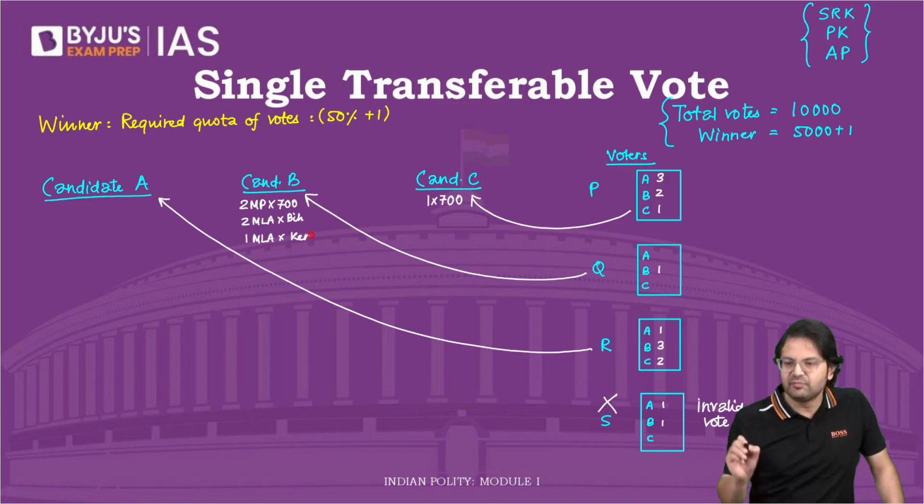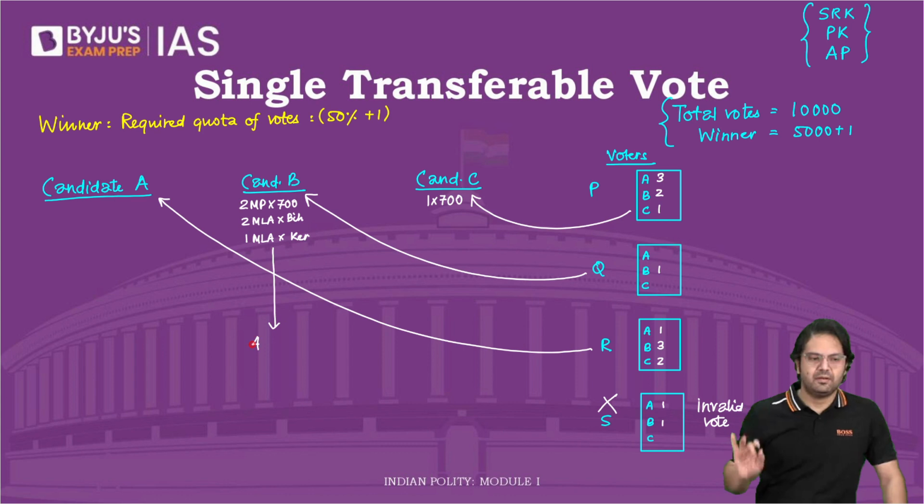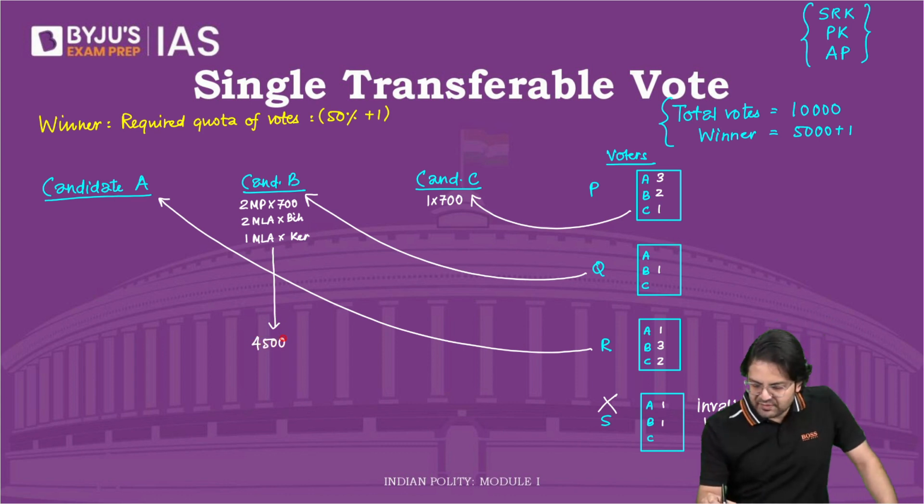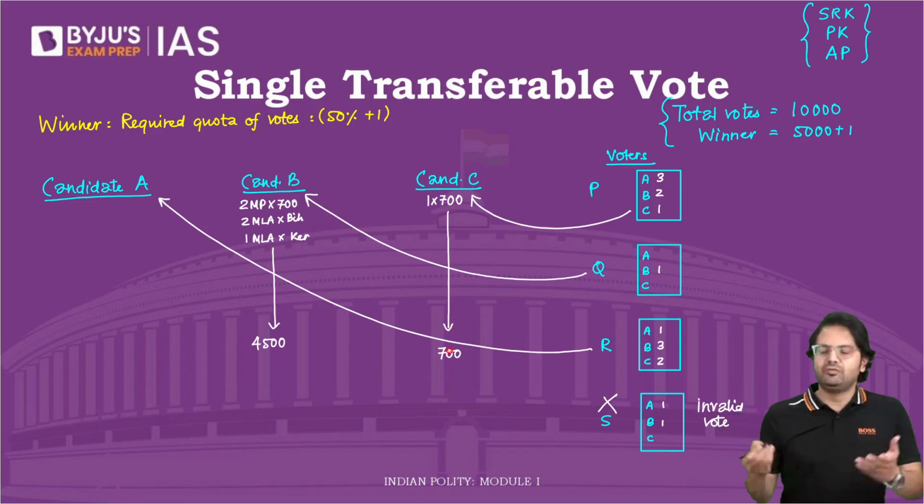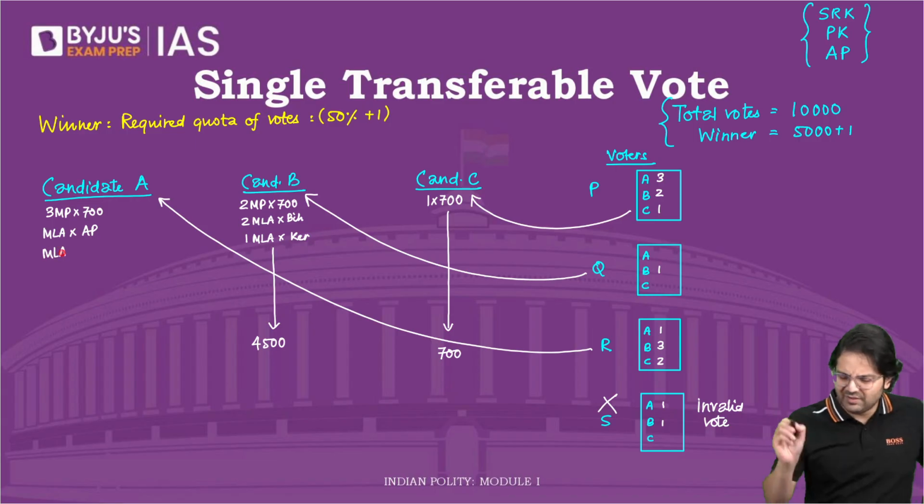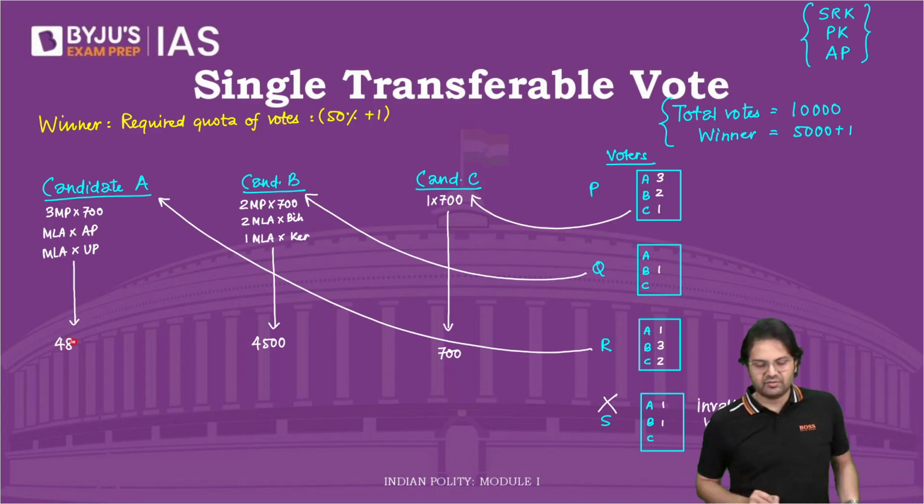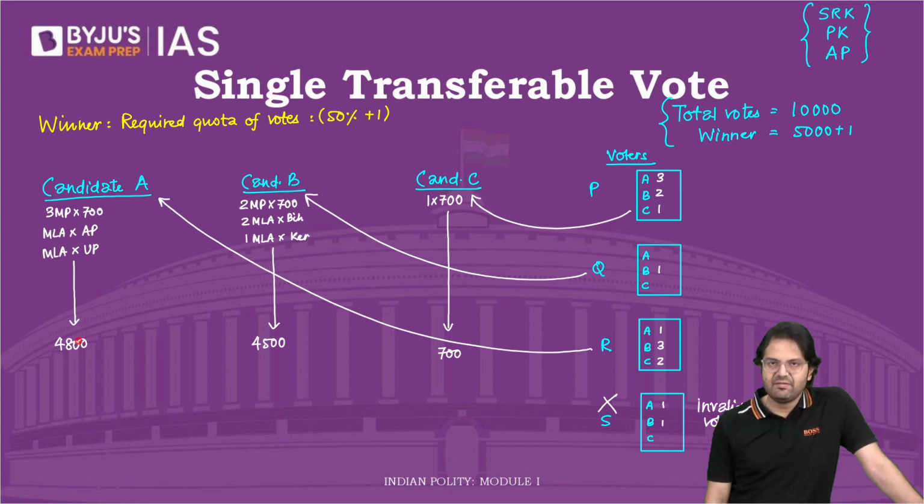And the sum of all these votes comes to, let's assume, 4,500. Clear? This person's sum comes to 700. Similarly, candidate A also gets various votes. 3 MPs have voted for him, let's assume. Some MLA from Andhra Pradesh has voted for him. Some MLA from UP has voted for him. All these things have happened. And finally, his total comes out to 4,800 votes. Let's assume this. Okay. Are you clear so far?